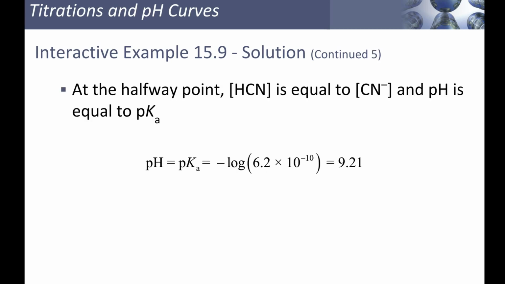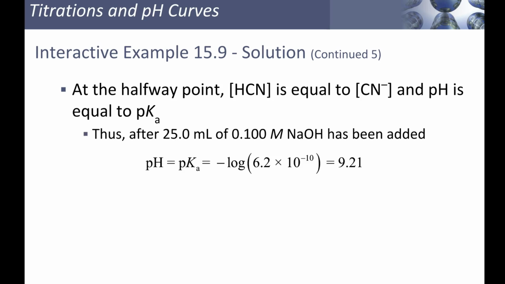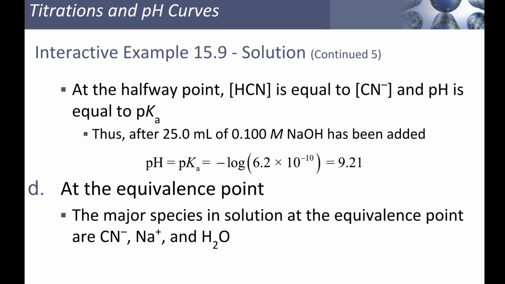So at the halfway point, HCN and CN minus are equal to each other, right? That's your assumption. So that means if you use Henderson-Hasselbalch, you know that the log of A minus over HA is really just a 1, right? And so pH is your pKa, which is 9.21. So at the halfway point, pH is 9.21. Okay?